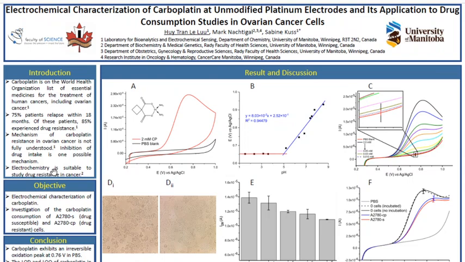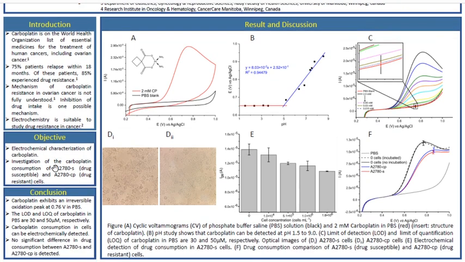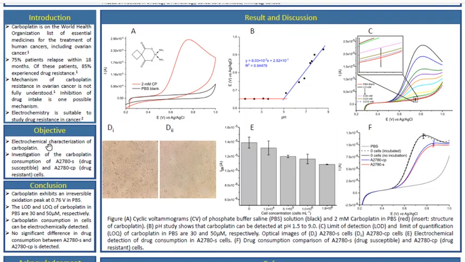Electrochemistry is found to be suitable for our purposes. In our project, first I electrochemically characterize carboplatin, then I detect and compare the carboplatin consumptions between drug-susceptible and drug-resistant cells. Our hypothesis is that susceptible cells consume more drugs than resistant cells if uptake inhibition is responsible for the drug resistance phenotype in those cells.